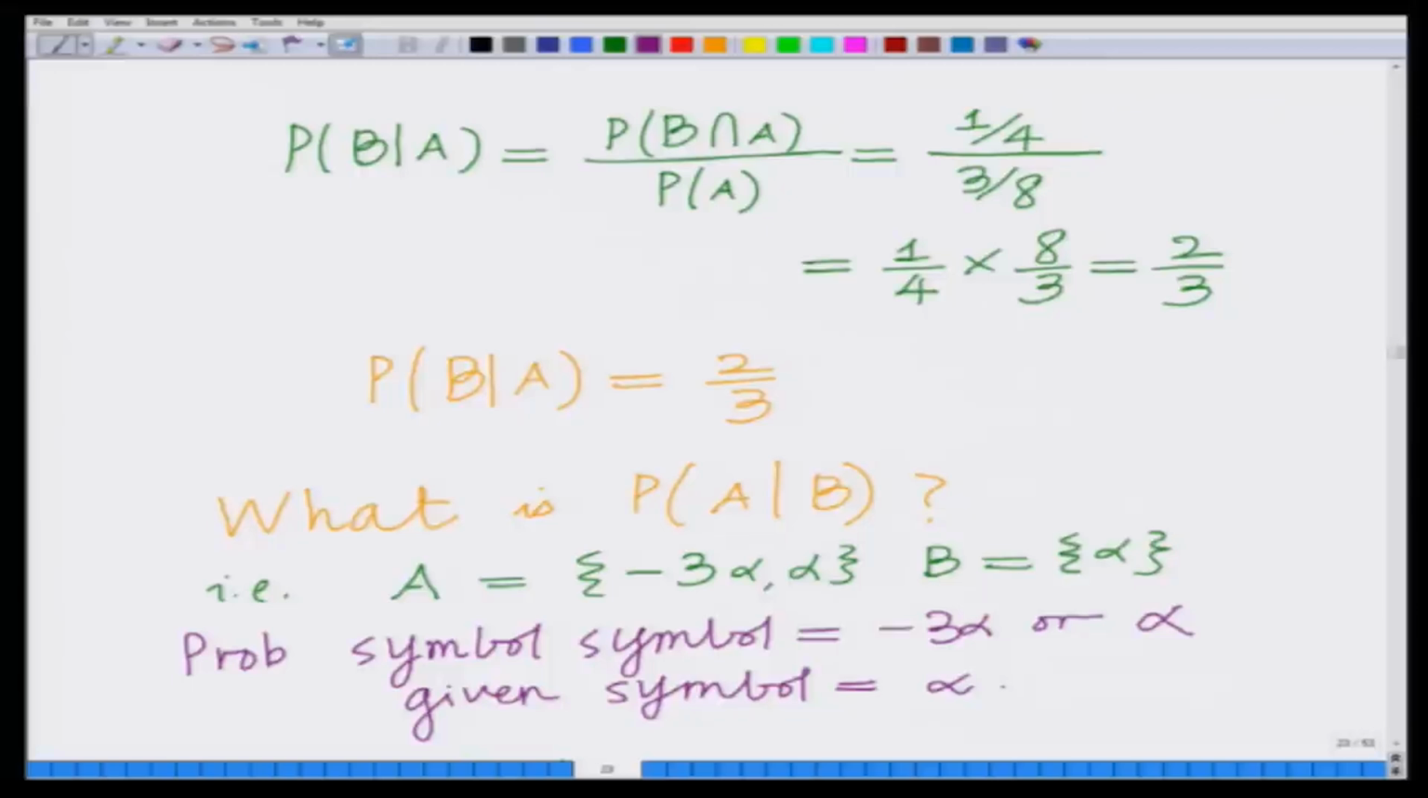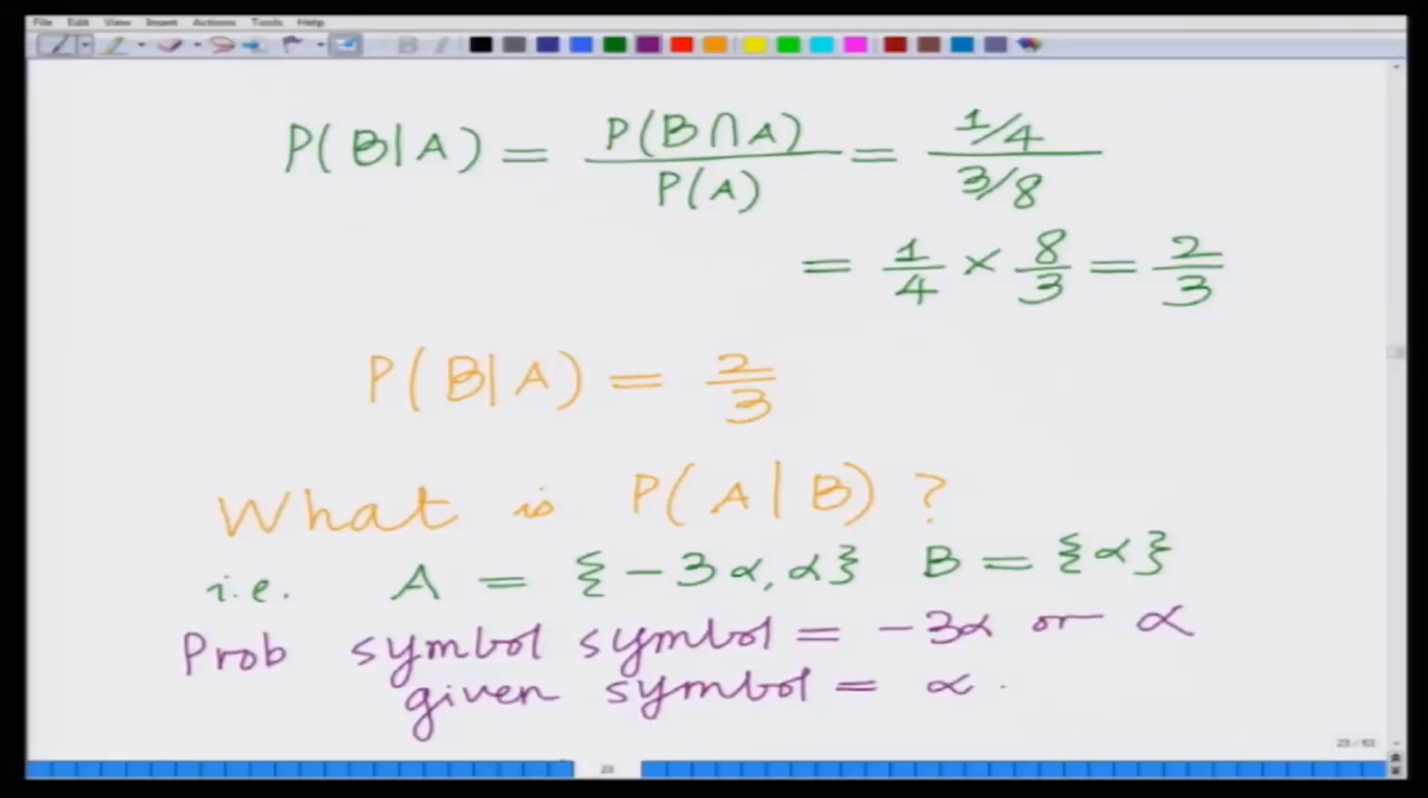And therefore, what is the probability of A conditioned on B? A is the set minus 3 alpha comma alpha, and B is the set alpha. We are asking what is the probability that the observed symbol is minus 3 alpha or alpha, when it is already given that the symbol observed is B, that is alpha. Clearly this probability should be 1, because given the symbol is alpha, the symbol is definitely either minus 3 alpha or alpha. Therefore, the probability of A conditioned on B should be equal to 1, but let us check that.